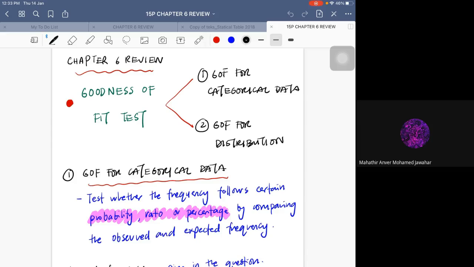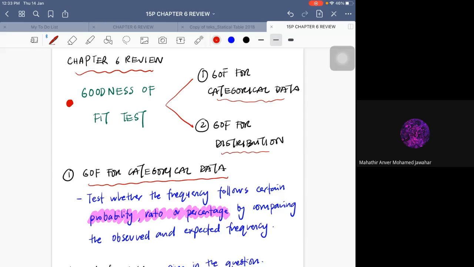First of all, in chapter 6, there are two topics. One is known as the goodness of fit test, and the other is known as the contingency table. In the goodness of fit test, there are two subtopics. The first is goodness of fit for categorical data. You're going to be given categorical data, and if you remember, categorical data is a qualitative variable, so it has categories. The second subtopic is goodness of fit, but we are going to test for distribution. Those are the two topics.